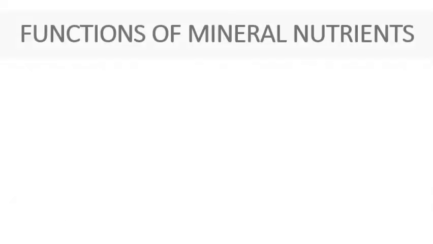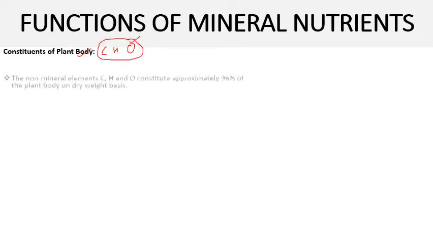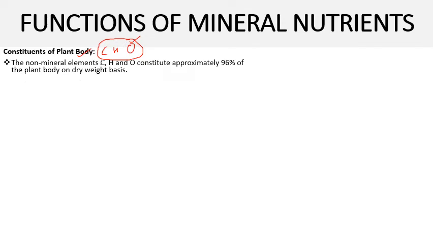Next comes functions of mineral nutrients. So these mineral nutrients have a lot of functions that we have already discussed. Some of them are the important components of the plant body, meaning they are the important constituents of the plant body. Like we have some non-mineral elements like carbon, hydrogen, oxygen, which form the maximum dry weight of the plant body. They constitute approximately 96% of the plant body on dry weight basis. तो जो प्लांट का ड्राई वेट है उसमें 96% ड्राई वेट that is formed from these non-mineral elements, that is carbon, hydrogen, oxygen.